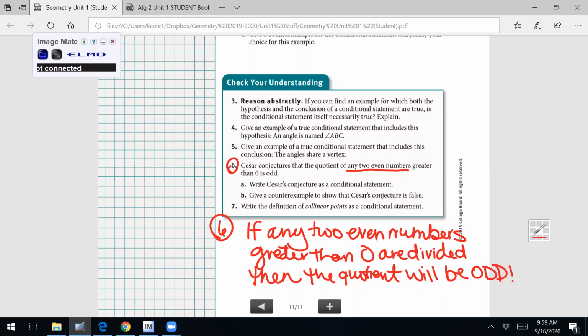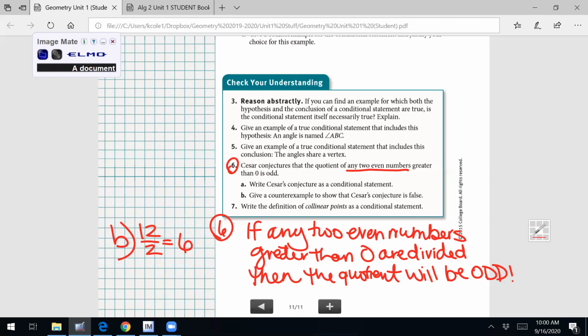Now, we need a counterexample. 12 divided by 2, are those even numbers greater than 0? Yes, they are. They're supposed to have an odd quotient. Well, what's 12 divided by 2? 6. Now, do I need to come up with another example? No, you just need one counterexample that is going to prove that it's false, and that makes the whole statement false.